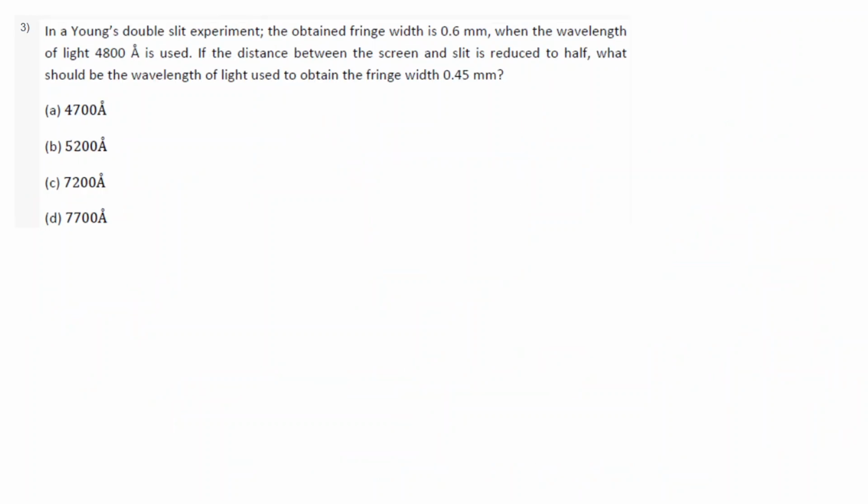Next question is, in a Young's double slit experiment, the obtained fringe width is 0.6 mm. So fringe width is 0.6 millimeter when the wavelength of light is 4800 angstrom. If the distance between the screen and slit is reduced to half, what should be the wavelength of light used to obtain the fringe width of 0.45 mm?